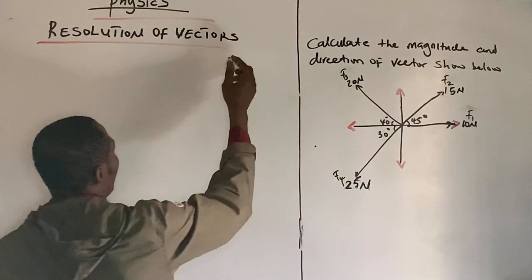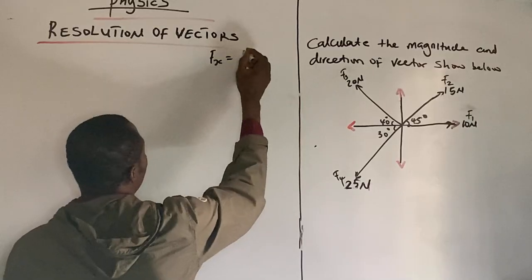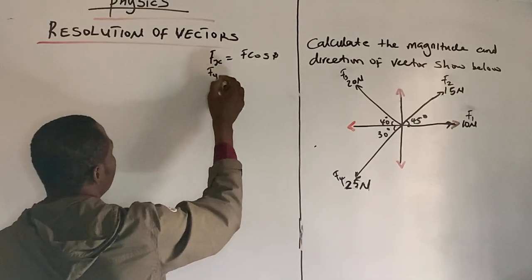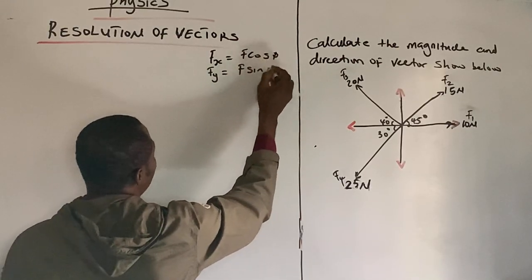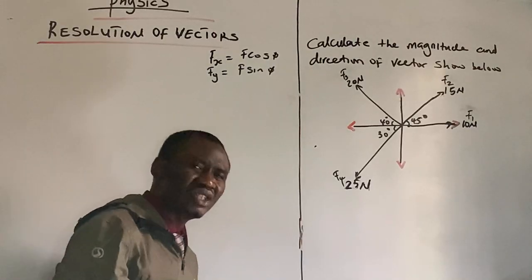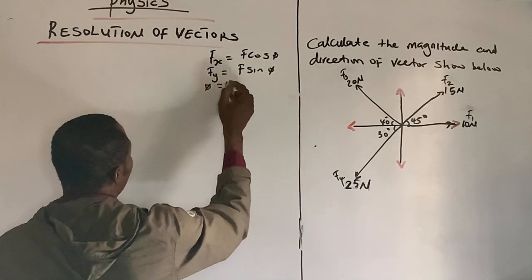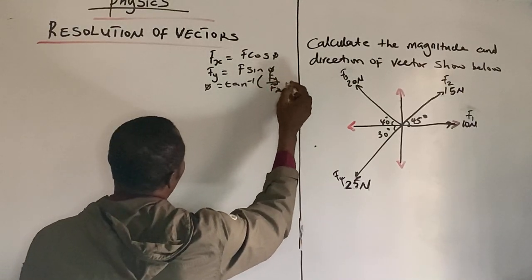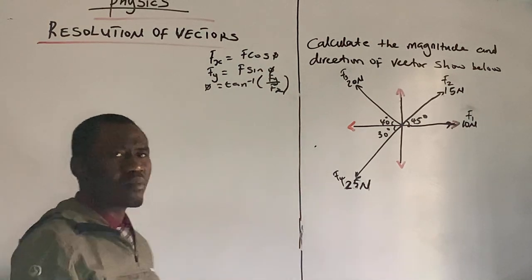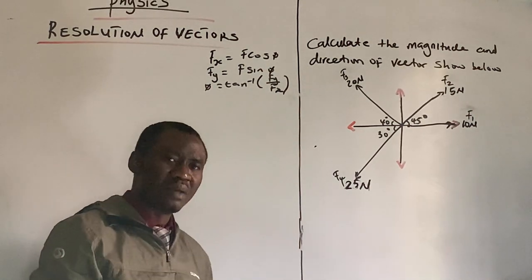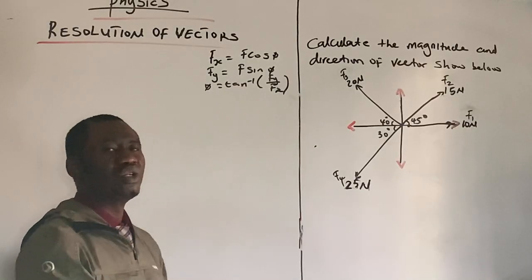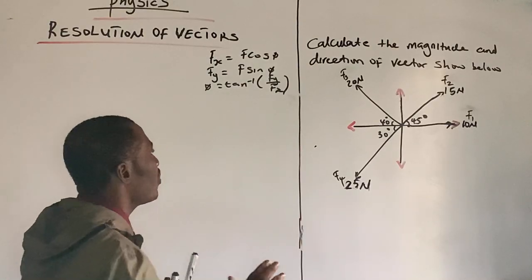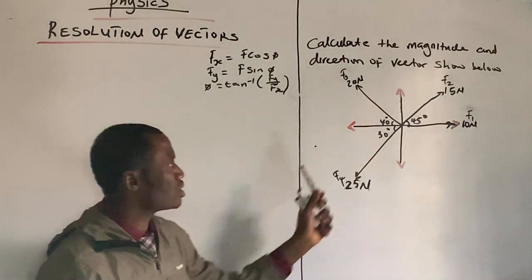The formula to find the X component, which is Fx, is F cos theta. The formula to find the Y component, which is Fy, is F sine theta. And the formula to find the direction, theta, is simply the tan inverse of Fy over Fx. So these formulas are very important for us to solve this problem. In case you don't know how to derive these formulas, we have a video on the derivation of these formulas of resolution of vectors. Now, first thing to do is we have listed out the forces.